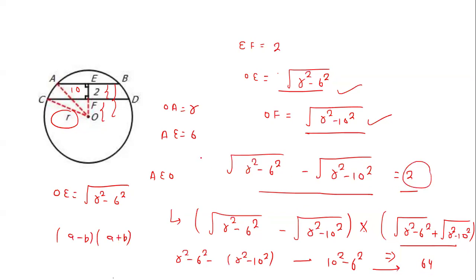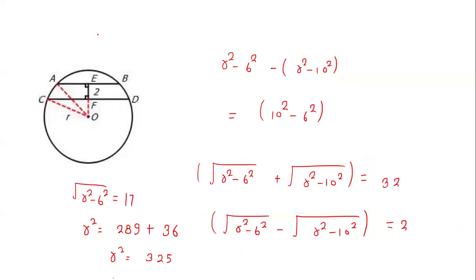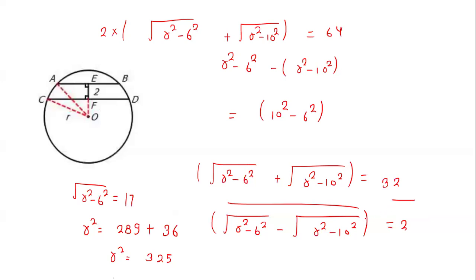Now you also know that this is 2, so you can replace it here with 2. It will become 2 multiplied by root of r square minus 6 square plus root of r square minus 10 square is equal to 64. So it will become 32. And we know this thing as 2, so we can add both of these and find that 2 times root of r square minus 6 square is equal to this 34. After simplifying it will become 17.